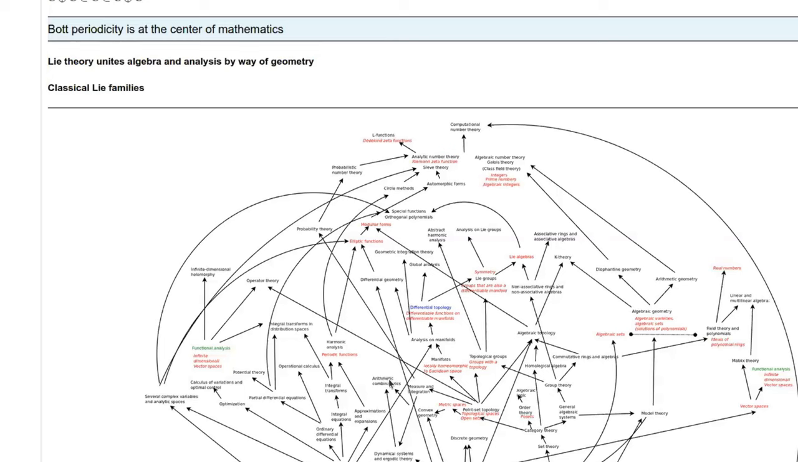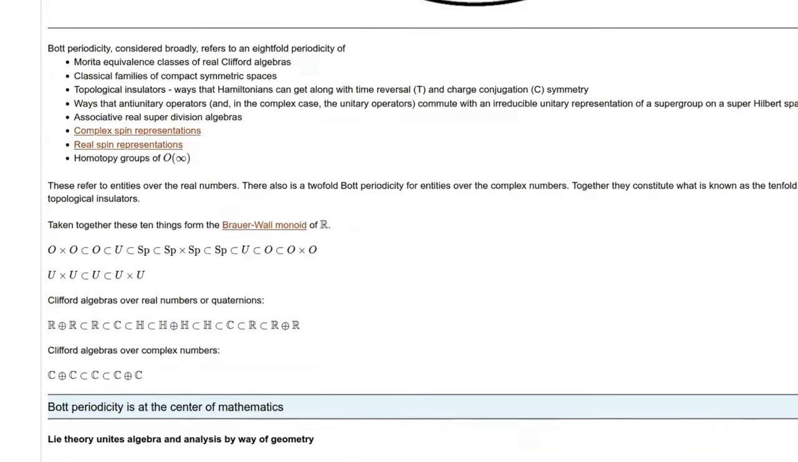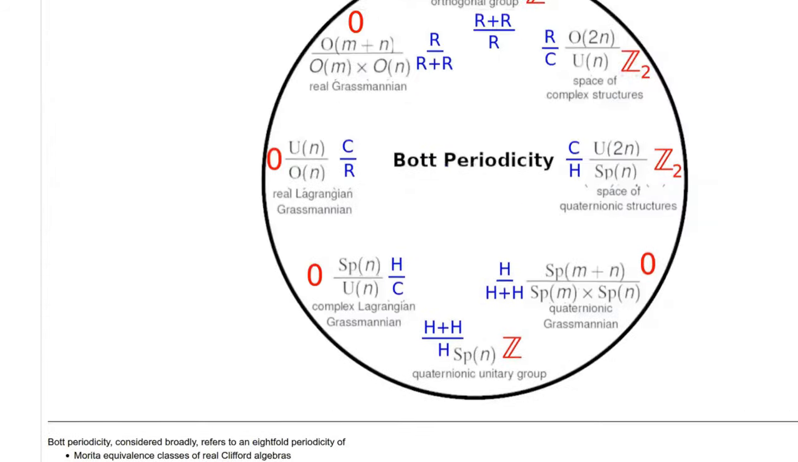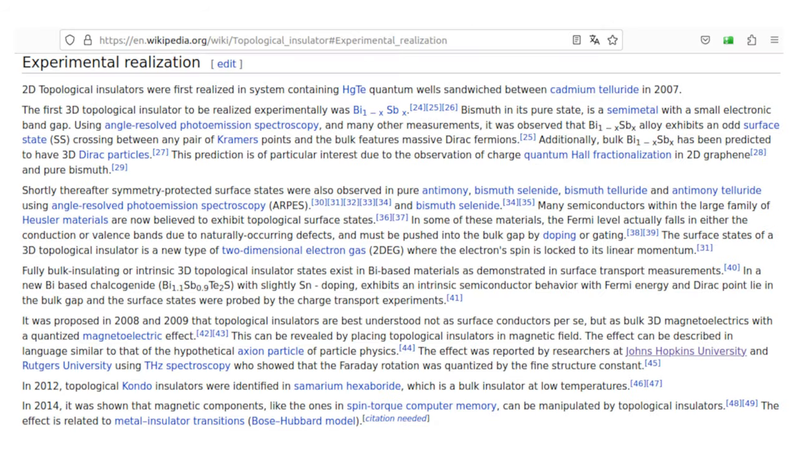When you say topological insulator, and you're talking about a two-dimensional one, are you actually talking about a two-dimensional surface embedded in our space, or are you talking about something more abstract?